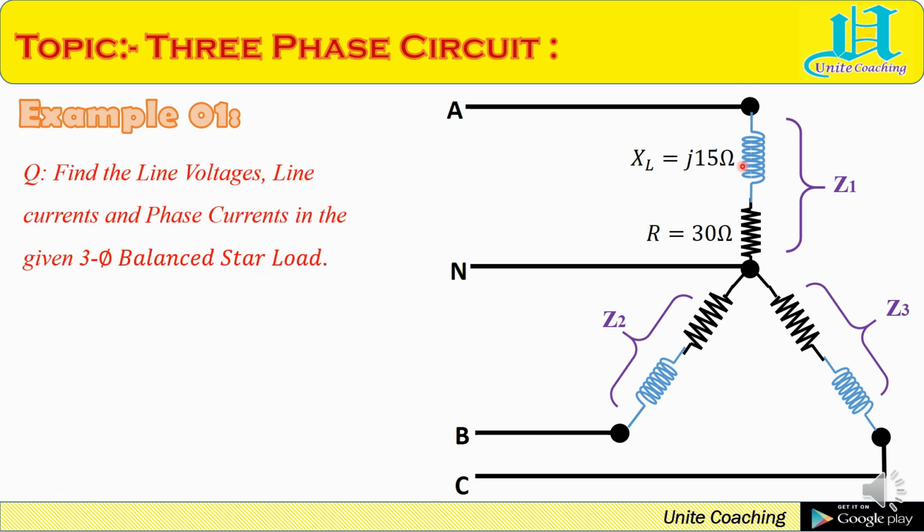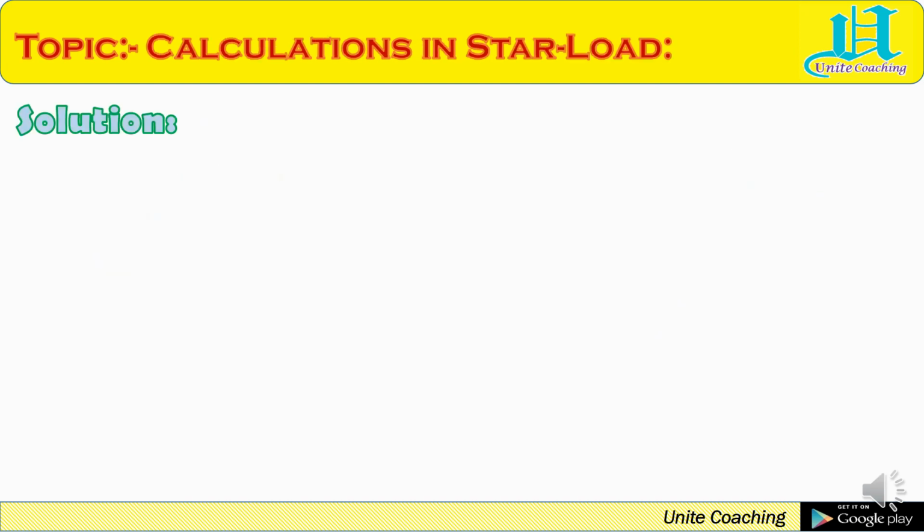So here it is asked to find the line voltages, line currents and phase currents in the given three-phase balanced star load. If it is a balanced load, then all the impedances remain the same in each branch. That means Z1 is equal to Z2 is equal to Z3. So let us find out these values. It is given that the voltage of phase A is 220 angle 0.